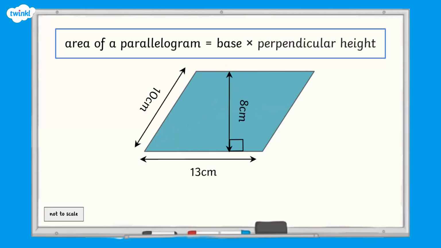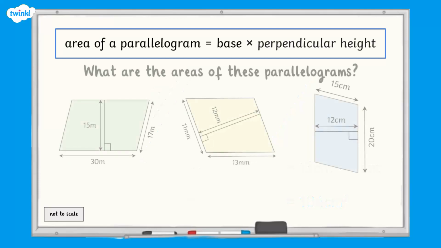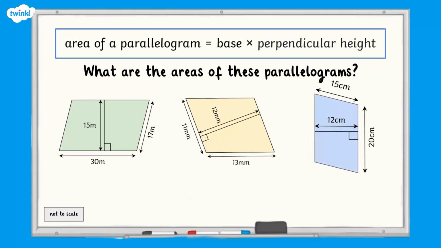The base of this parallelogram is 13 centimetres and the perpendicular height is 8 centimetres. So the area of this parallelogram is 13 multiplied by 8, which is 104 centimetres squared. Now over to you. Use the formula to calculate the area of these parallelograms. Pause here until you're ready to check your answers.